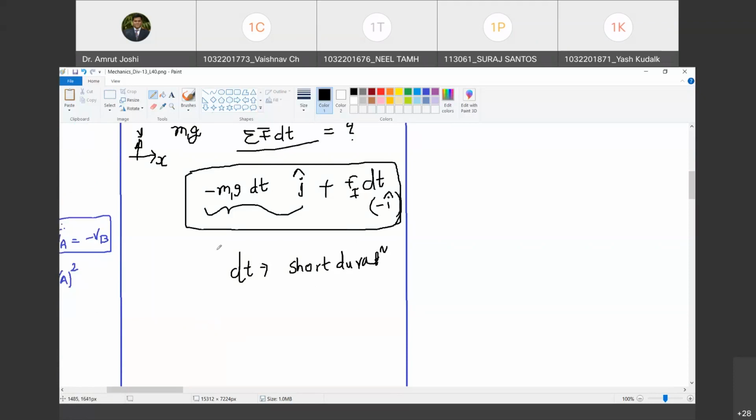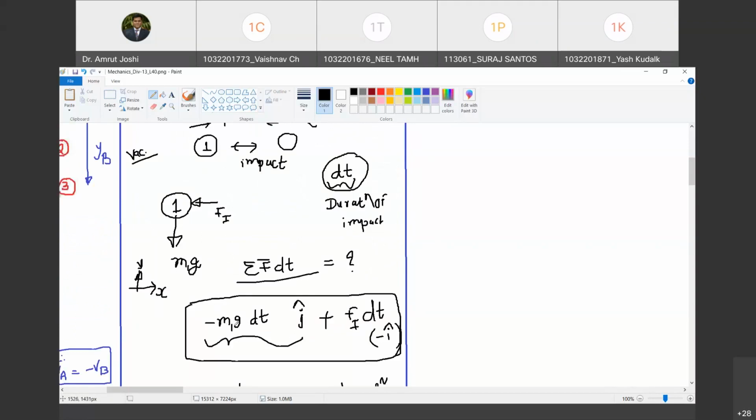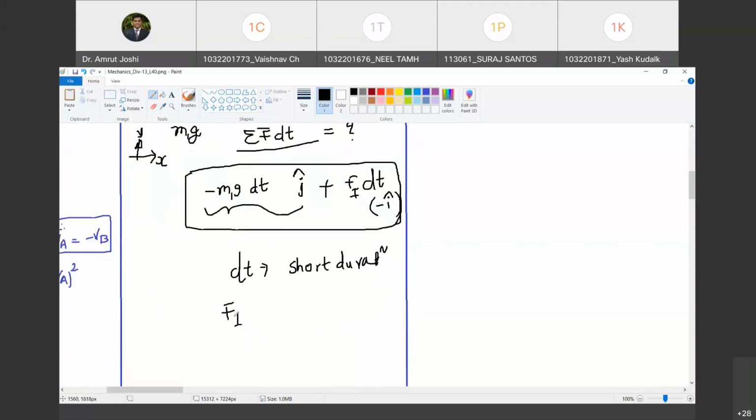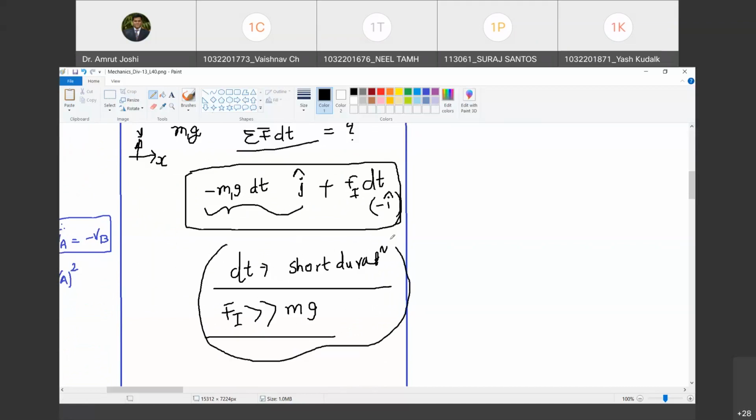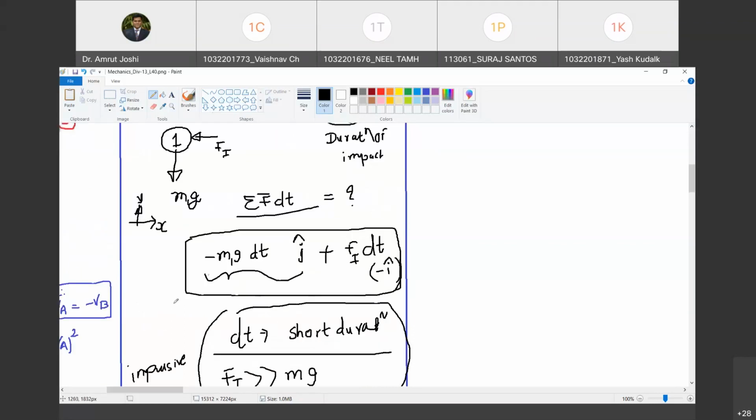Second thing, if you measure the magnitude of Fy in comparison with mg, Fy will be significantly greater than mg. You can do this through an experiment. So whenever a body is acted upon by a very large force for a very short duration, such kind of force we call an impulsive force. Impulsive force is a force that comes into existence on a body for a very short duration, and its magnitude is very large. Such forces we call impulsive forces.